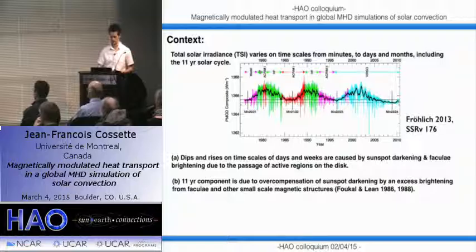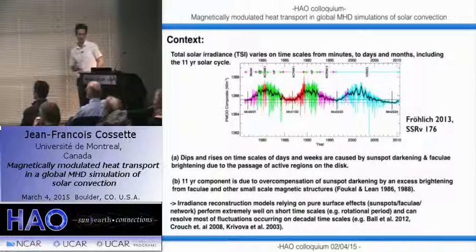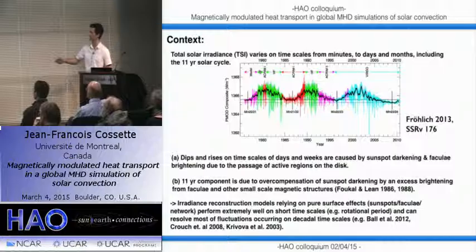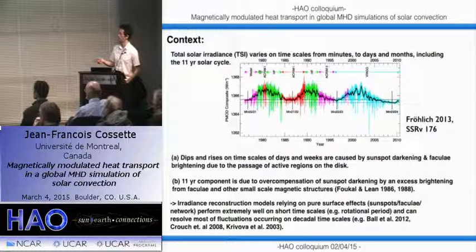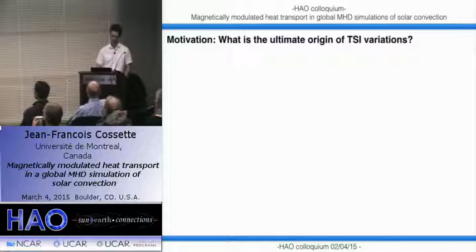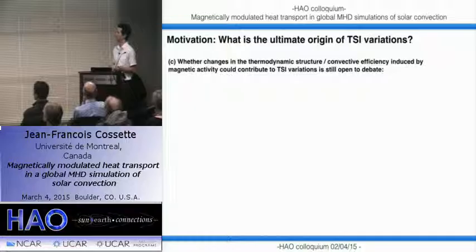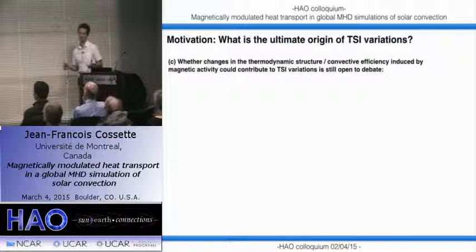What is very encouraging is that irradiance reconstruction models that use only those two types of effects can model up to 97% of the variance, and up to even 92% on the decadal time scales. So really, there are strong arguments to say that those two are the only mechanisms modulating the irradiance. But there is also the possibility that a change in the thermodynamic structure or convective heat transport efficiency could affect the total luminous output at the surface.